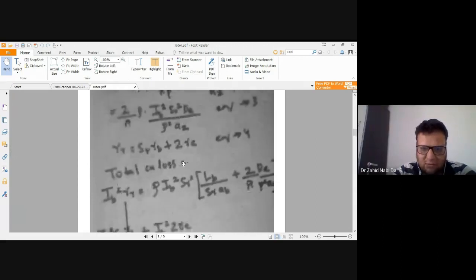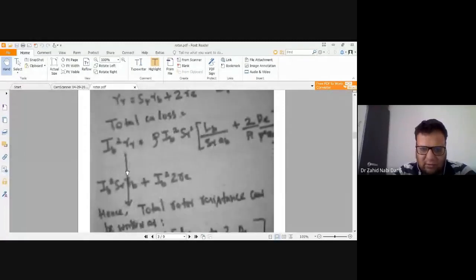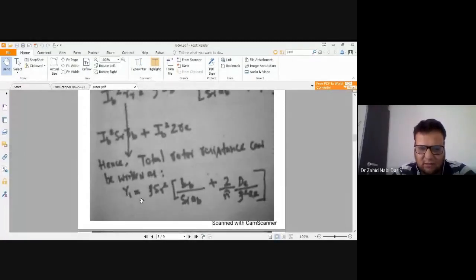You substitute these values, and after your permutation and combination you are going to get this value. Just see the PDF and write these things in your notebook. If it was a blackboard it would be very easy, but you will get this expression.